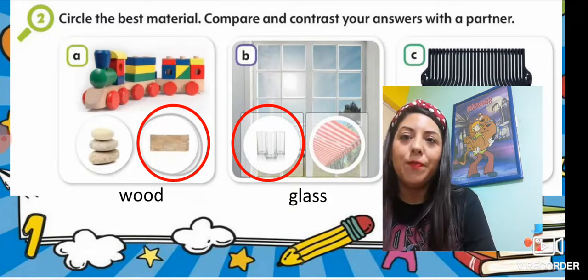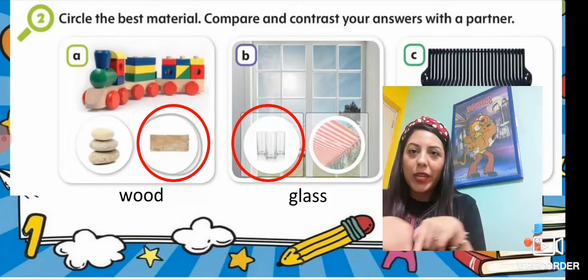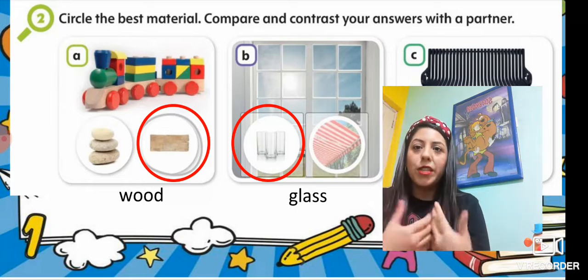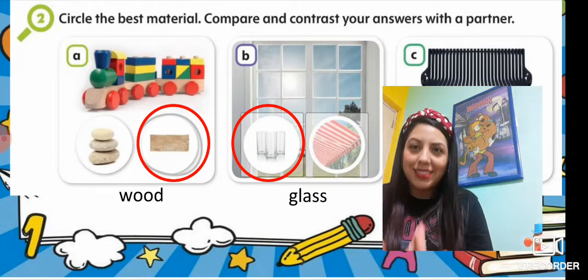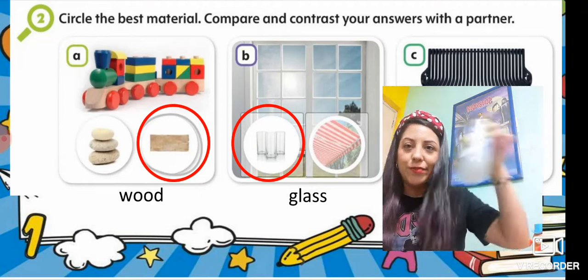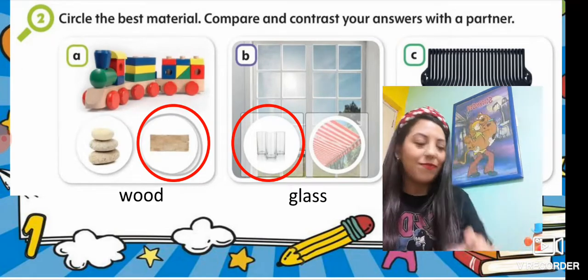In the letter B, we have a window. This window is made of glass, like this one right here. This is a glass.